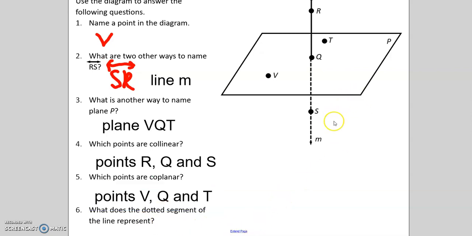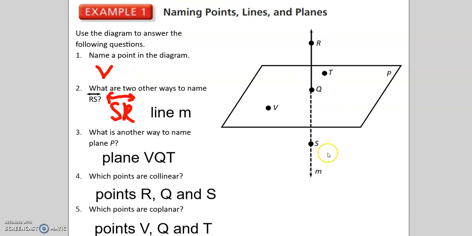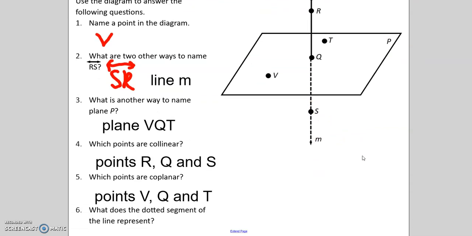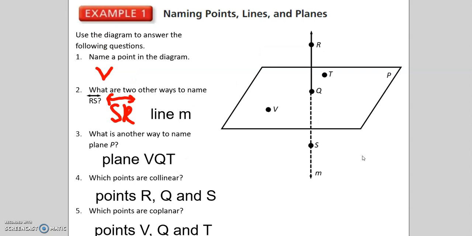What does the dotted segment of the line represent? Any guesses? That means it's underneath the plane. Okay? Underneath the plane. Right? It's on a 2D screen, but it's a 3D dimension we're working with. So dotted lines means it's underneath or behind. That's how we represent that on a 2D surface. Okay, so this is the first example.